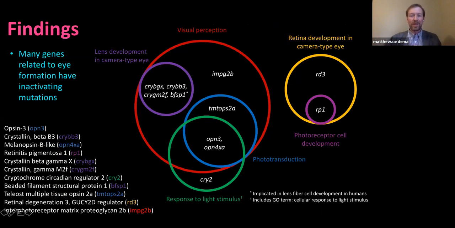Moving on to findings regarding the loss or reduction of the eye in lithops. We found a number of genes, about 11 or so, that again had inactivating mutations, loss of function mutations. We don't necessarily want to go through this full list. What I do want to point out is the number of crystallins that we found. Crystallins are proteins that are really important, as the name might suggest, in the formation of the lens.